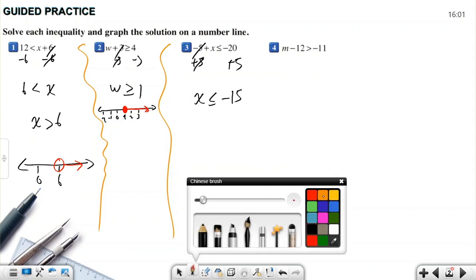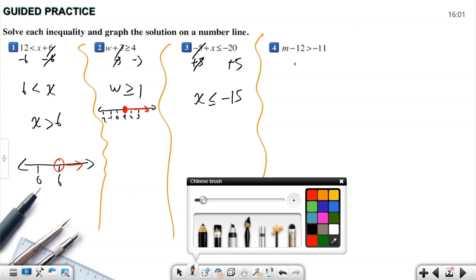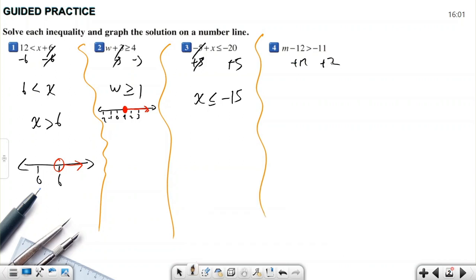So let's go with another example. Plus 12, plus 12. So negative 12 plus 12 will be zero, and there's only m here, greater than negative 11 plus 12, which is 1. m is greater than 1. So you can draw these two graphs with the same idea. I'm going to draw one of them without the details.